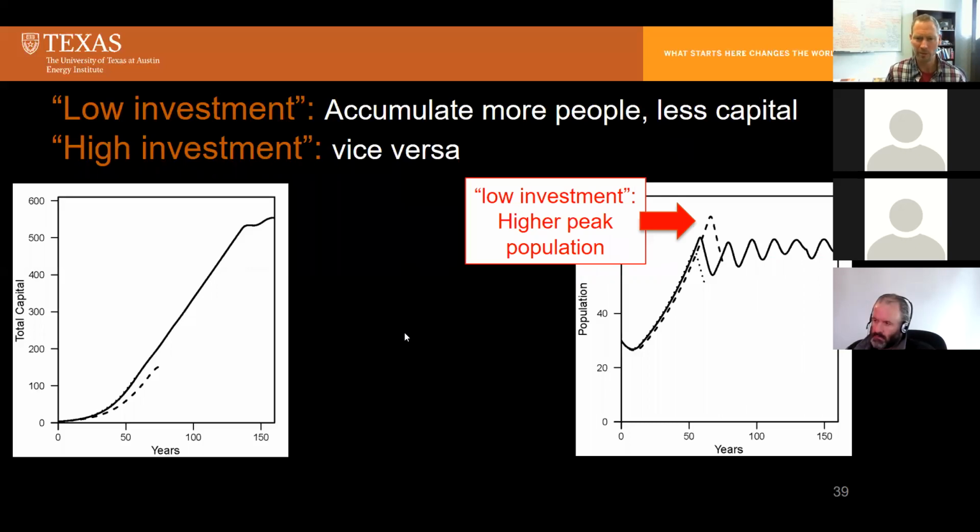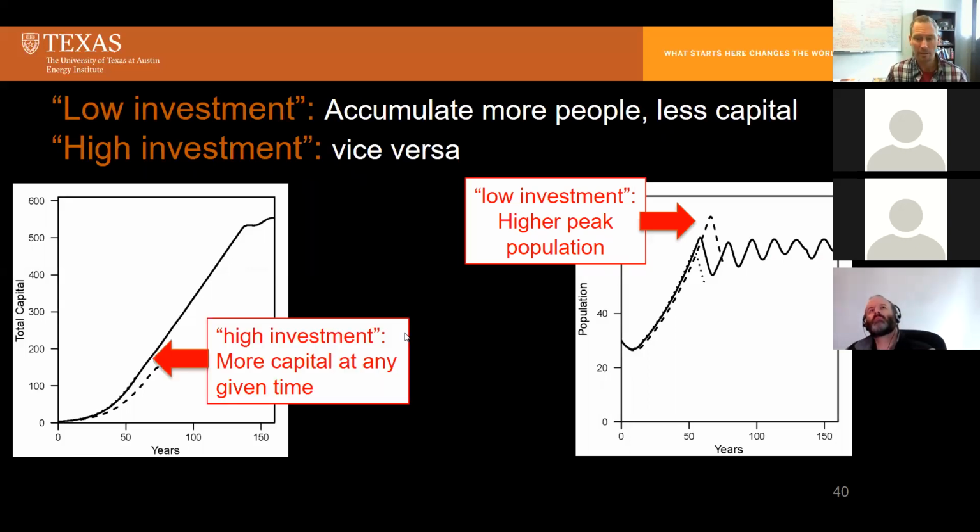accumulating. So in the low investment case, the dashed line on the right, this is the population. You end up with a higher peak population. And then in the high investment case, which is the solid line, on the left side chart is the total amount of capital, so both types of capital added together. In the high investment case, you have more capital at any given time as you're investing than the low investment case. So that part's intuitive, but the less obvious part is that it has a relation to population that affects the dynamics in this way.